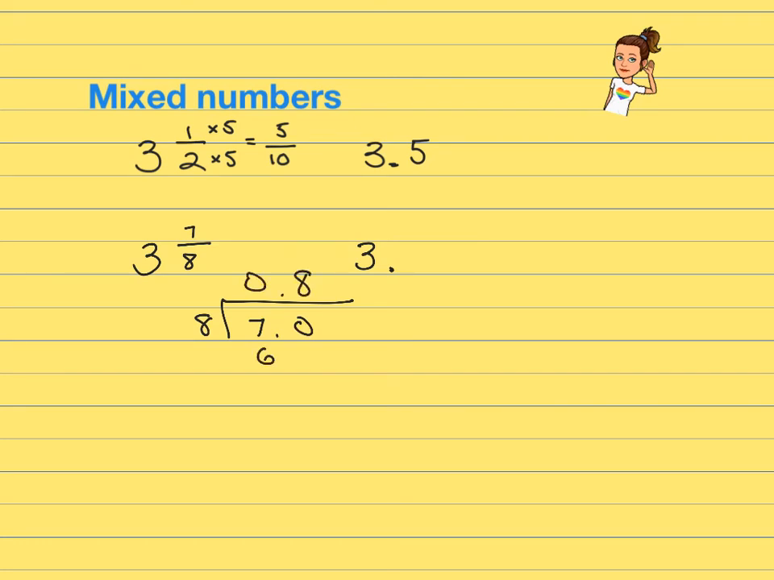Let's see. 8 times 8 is 64. 7 times 8 is 56. 5 times 8 is 40. Oh, there's that 0. We have a terminating decimal. 875 thousandths. So 3 and 7/8, a mixed number, is changed to a decimal. 3 and 875 thousandths. This time dividing numerator divided by denominator.